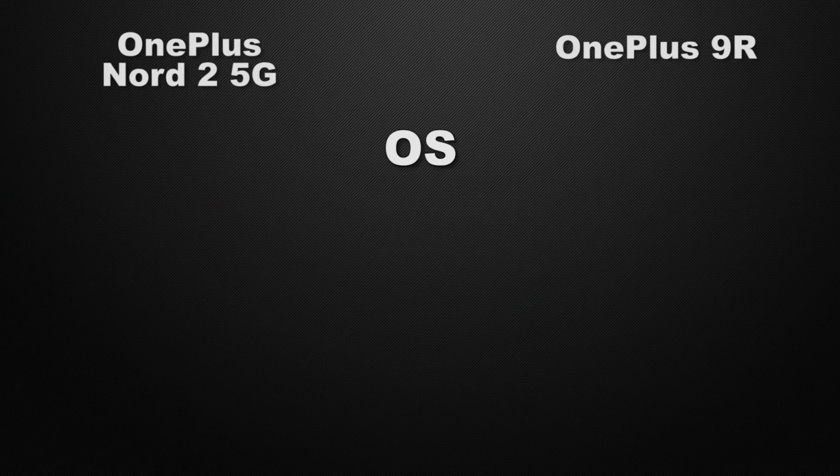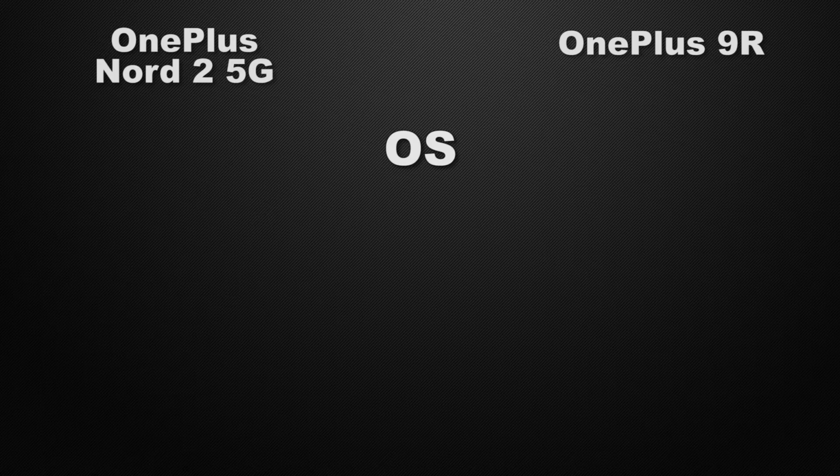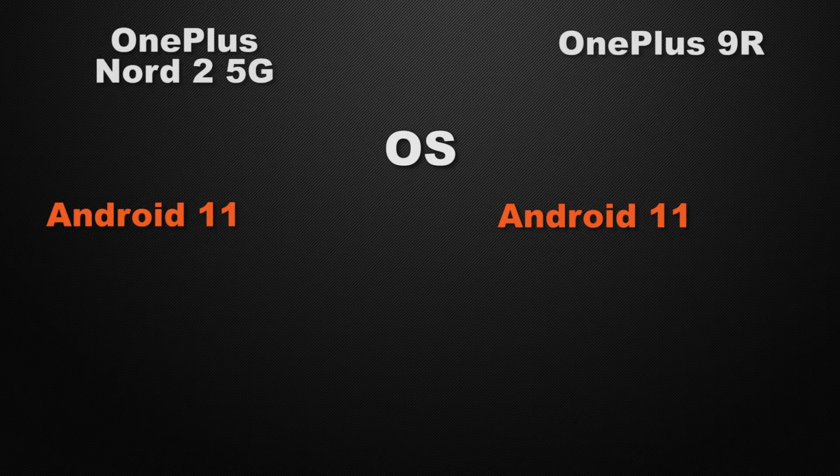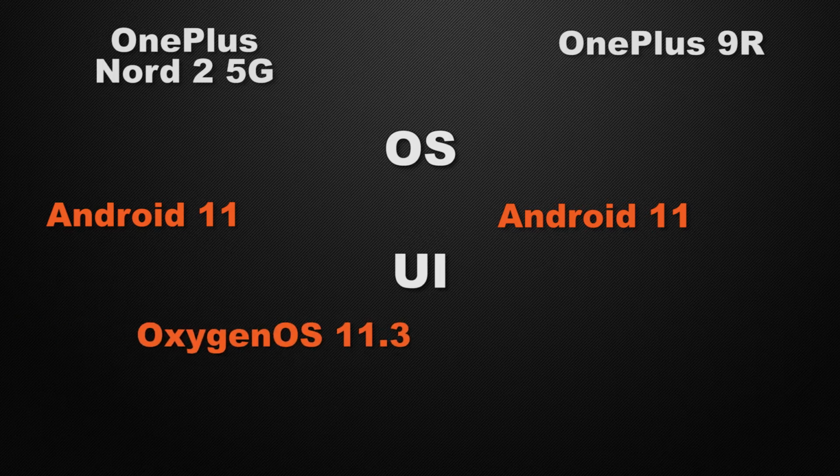it has auto HDR option. Moving to the performance of the devices, let's start with the operating system of the devices. Nord 2 has Android 11 support, on the other side 9R also has Android 11 support. So it's a tie here. And about the user interface of the devices, Nord 2 has Oxygen OS whereas 9R comes with Oxygen OS too. So it's a tie because both of the user interfaces are the same.